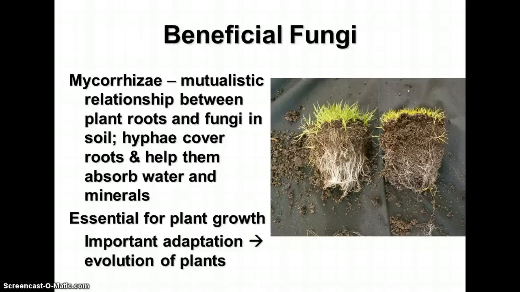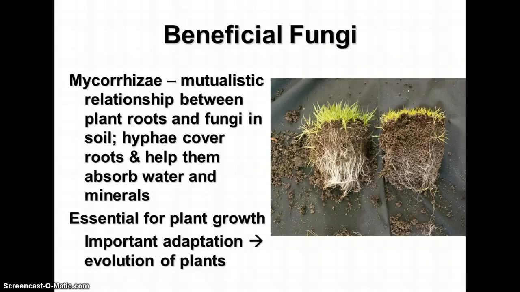These particular ones that show here are mutualistic relationships between plant roots and fungi in the soil, and these help the roots absorb nutrients and moisture from the soil. You see here two different samples of the same seed that were planted at the same time and grown in the same conditions. This sample had mycorrhiza in the soil. This sample did not. So there's a substantial difference in the growth of the grass here. These are very essential for plant growth.